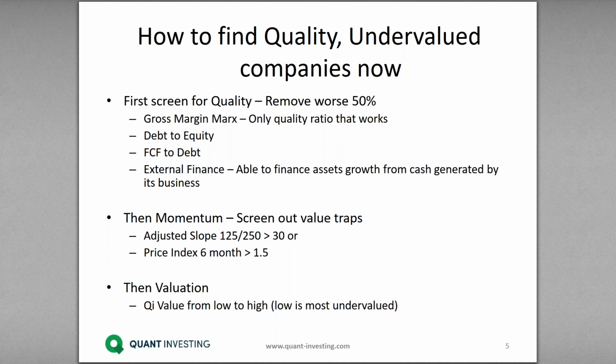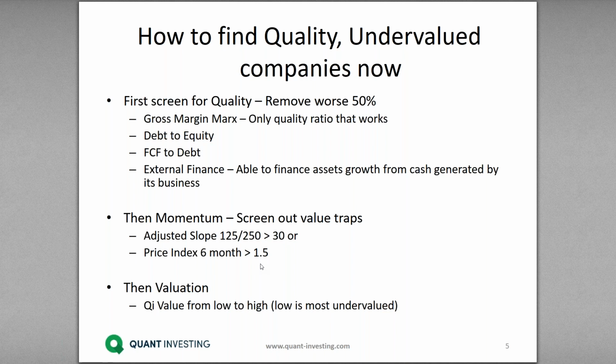And then we want to screen out value trap companies. Obviously, they're always around, by looking at companies with strong momentum. To do that, we're going to look at companies with an adjusted slope value of greater than 30, or if you prefer price index, greater than a value of 1.5, which means the share price increased about 50% over the past 6 months, as price index 6 months is calculated by the current share price divided by the share price 6 months ago. And then just to get quality companies first, then look for momentum companies to screen out value traps.